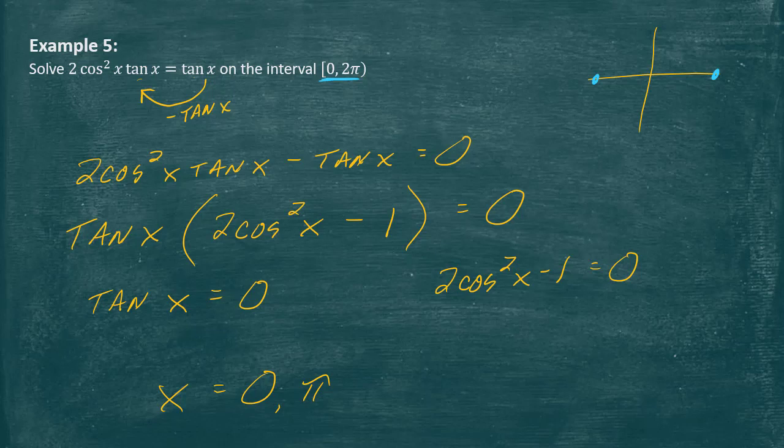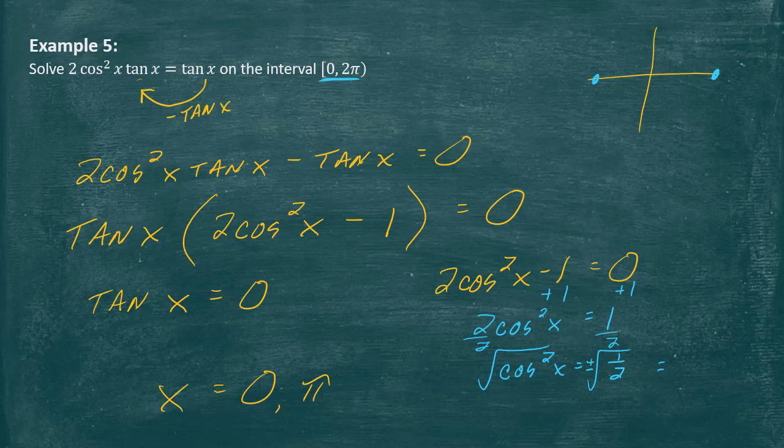Now the other equation I would have to do a little bit more work with. I have to try and isolate it. So first add the 1 over. It gets me 2 cosine squared of x equaling 1. Now I divide the 2 off. So I've got cosine squared of x equaling 1/2. And then the last thing would be take a square root, and just like earlier, when I take a square root, I need to remember a plus or minus symbol.